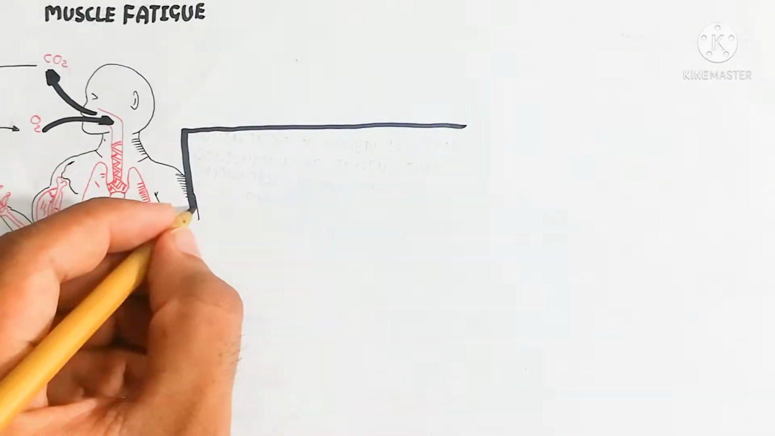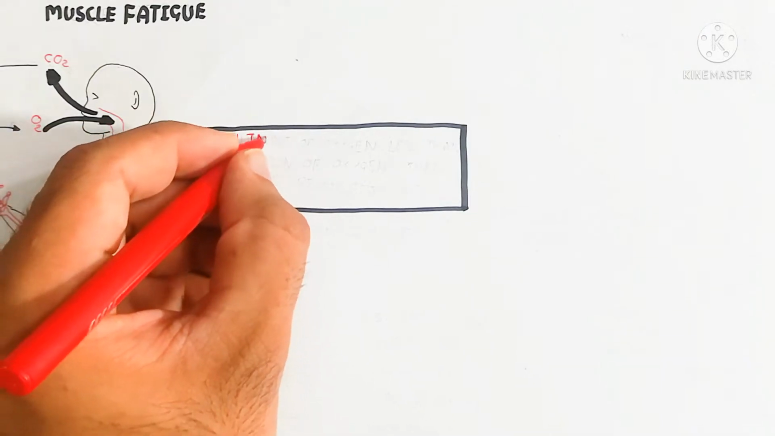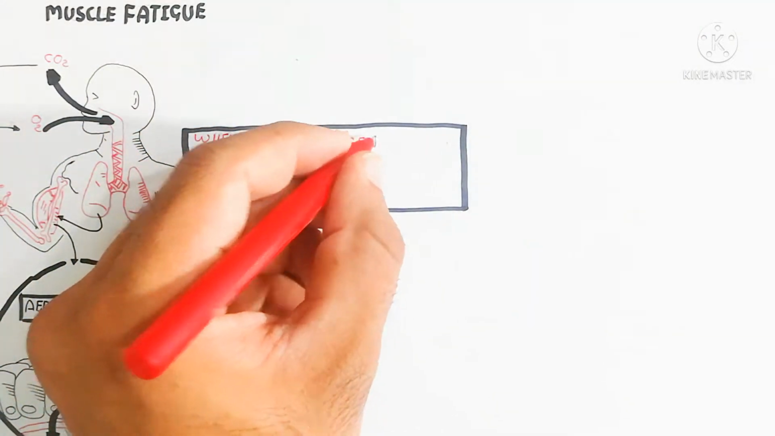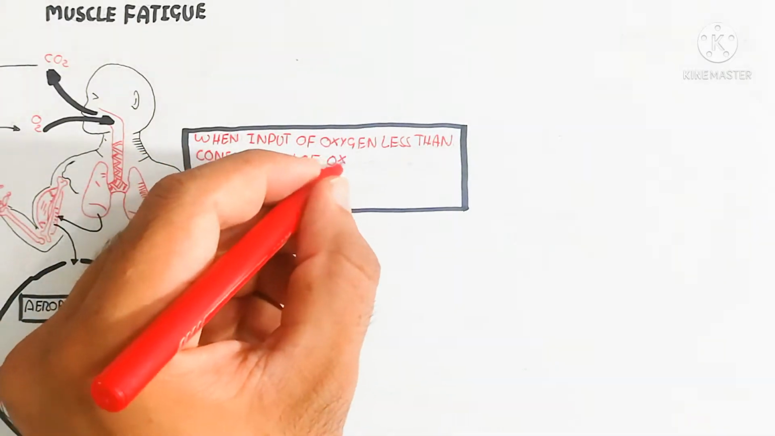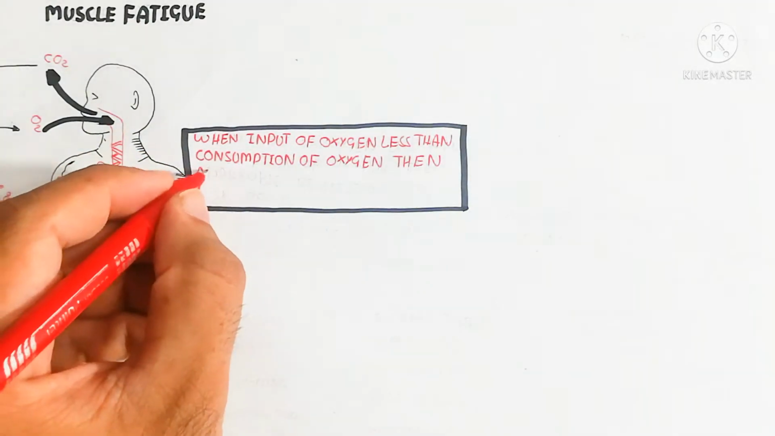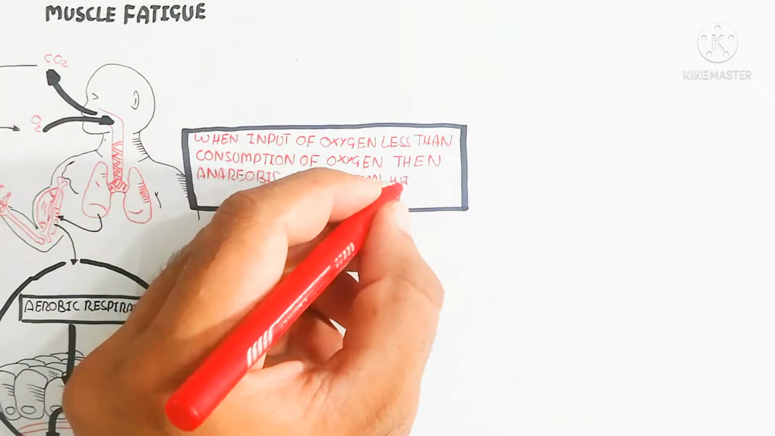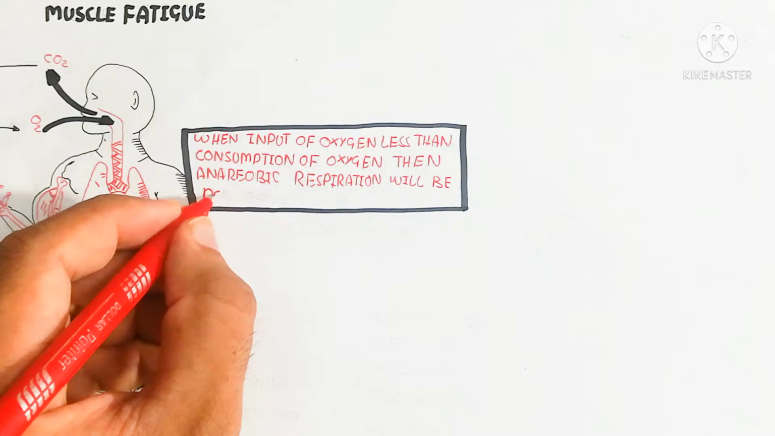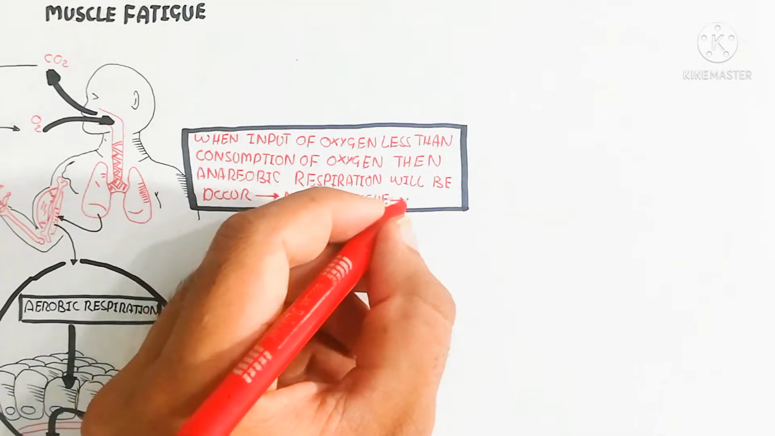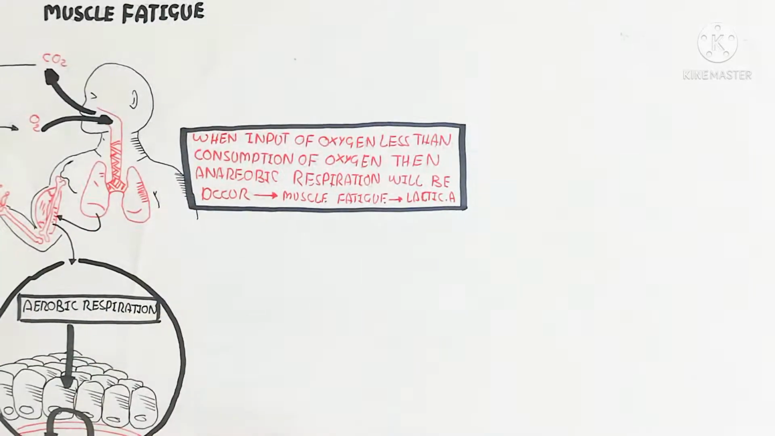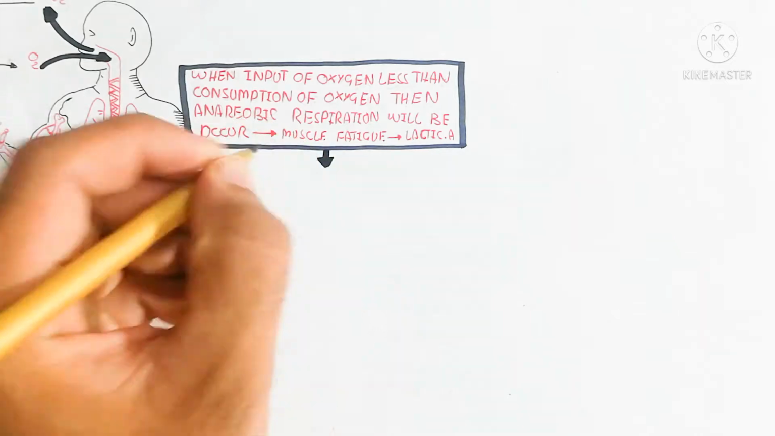First of all, we will discuss when the input of oxygen is less than the consumption of oxygen, then anaerobic respiration will occur, and that leads to muscle fatigue and lactic acid accumulation. This lactic acid has different causes. For example, lactic acid is also produced during acute hypoxia. It means an acute deficiency of oxygen during a high intensity workout.